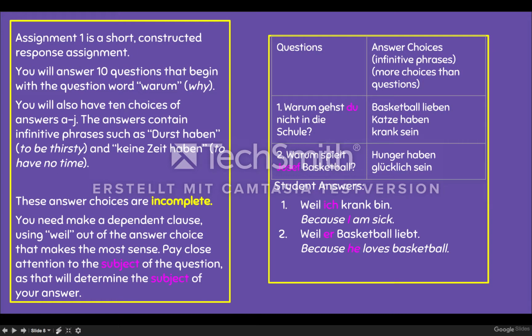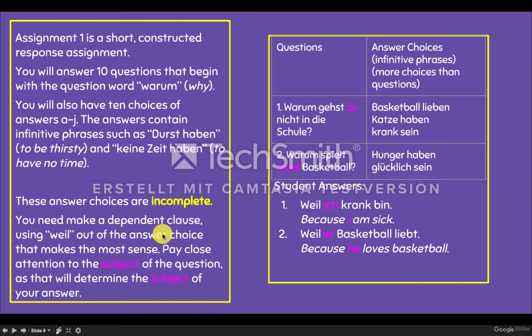Here's a preview of your first assignment using dependent clauses. So it's a short constructed response assignment. You have to answer 10 questions that begin with the question word warum, which means why. You will also have 10 choices of answers A through J. So 10 choices meaning they'll be on this side, so Basketball lieben, Katze haben, krank sein, Hunger haben, glücklich sein, etc., etc. The answers contain infinitive phrases so that they are incomplete. This is an incomplete answer. You're going to have to do something to it.